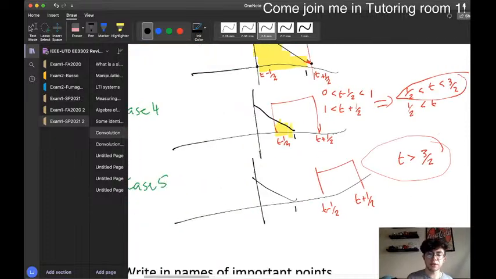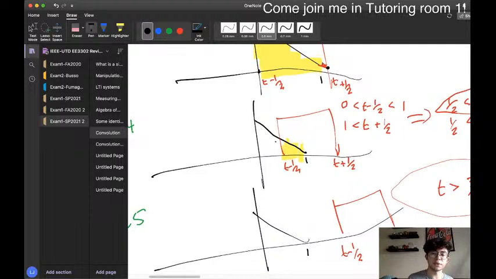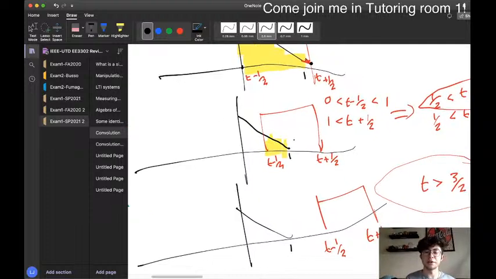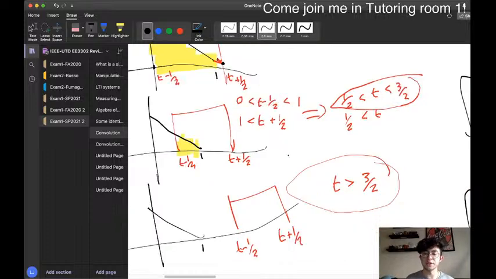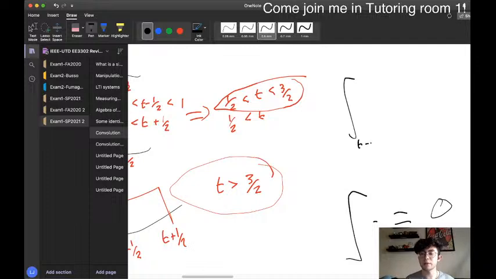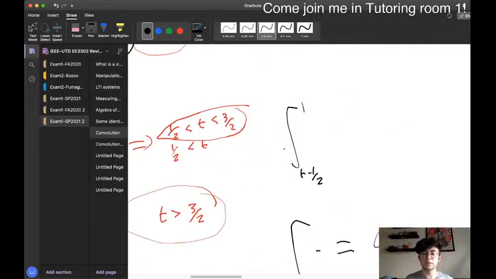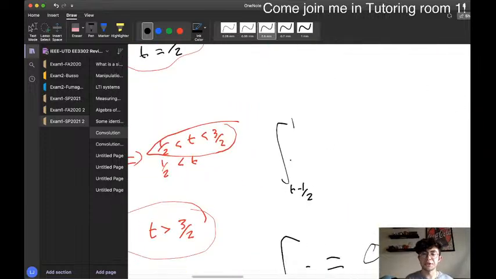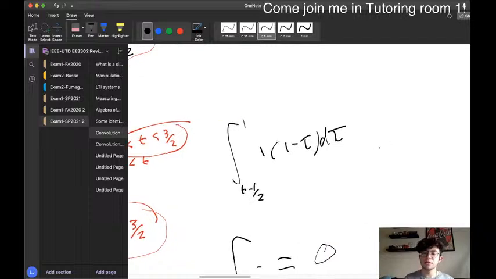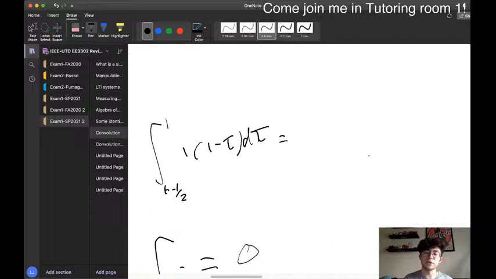So let's try and get the region where this yellow exists. So this is t minus 1/2 on the left, and then on the right is 1. So those are our bounds, t minus 1/2 and 1. So it's basically the same integral because the behaviors haven't changed. 1 minus t, they haven't changed even if we shifted one of the functions.